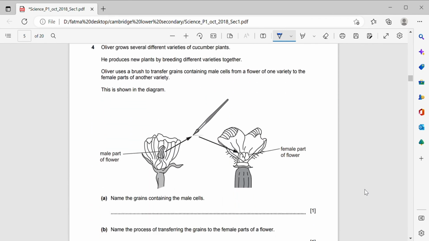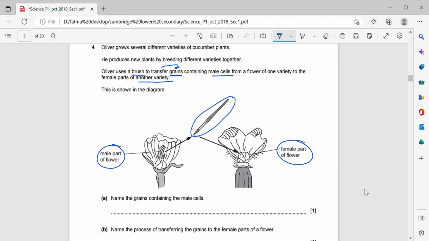Oliver grows several different varieties of cucumber plants. He produces new plants by breeding different varieties together. Oliver uses a brush to transfer grains containing male cells from a flower of one variety to the female parts of another variety. This is shown in the diagram. So we have here the male part of the flower and the female part of the flower, and he is using the brush to transfer the grains.